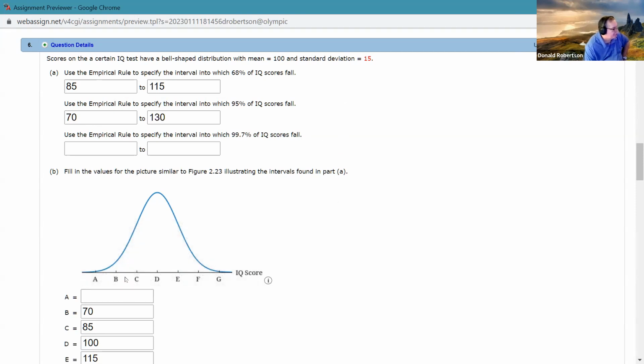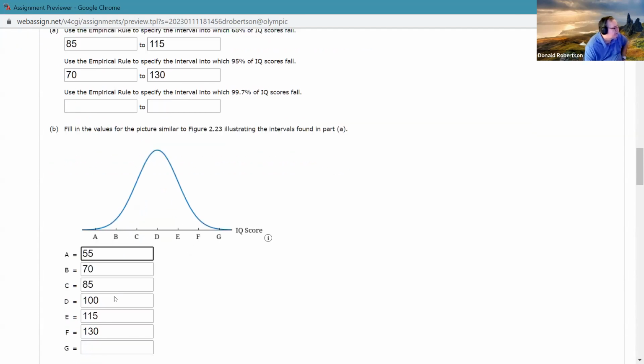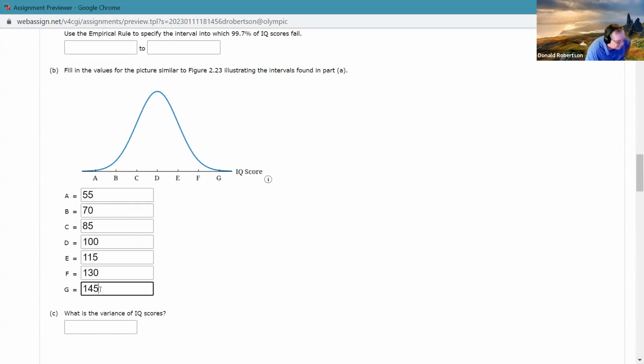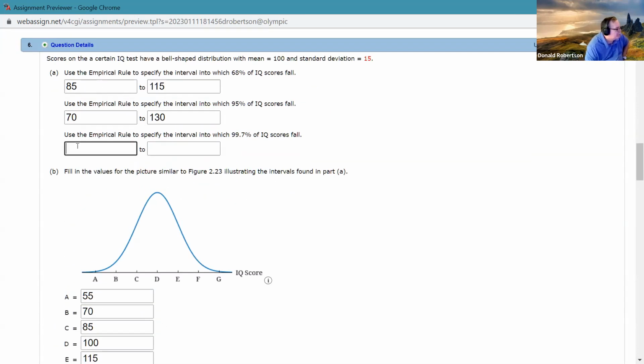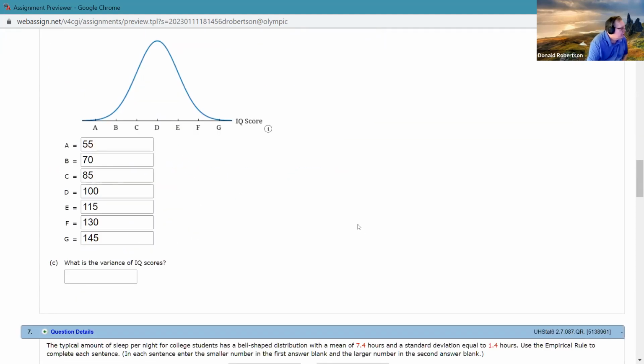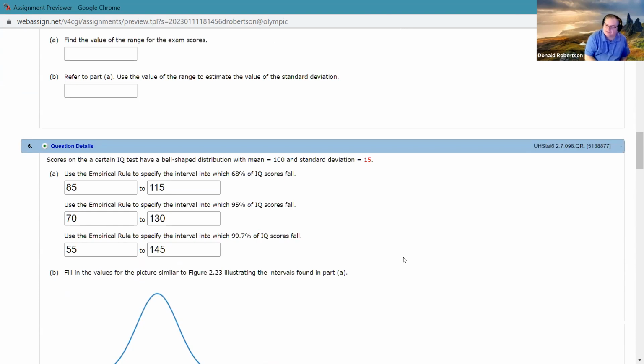Now, if you do the final one, which is from the center, 1, 2, 3 standard deviations and 1, 2, 3 the other side, you're basically doing 3 lots of that, 45, right? 45 to the left, 45 to the right. So 45 to the left makes that 55, 45 to the right makes that 145. And so people who have an IQ from 55 to 145 make up 99.7% of all IQs that you're likely to get. Okay, so far so good.